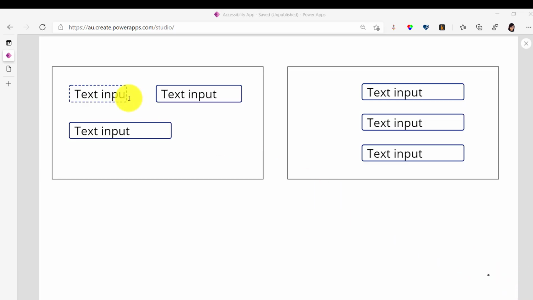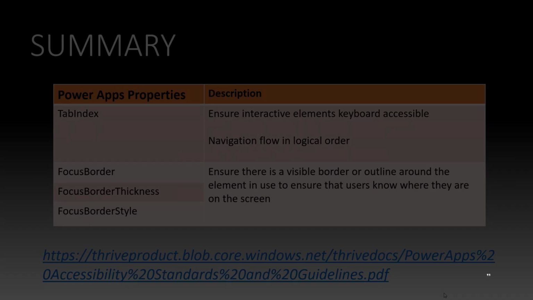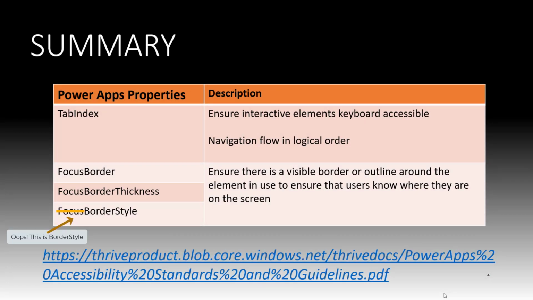So also make sure that the border color is high contrast with your background. You could use tools like Chrome Color Checker or any online tools to make sure that your border color and the background is according to the accessibility standard. I'll talk more about accessibility standard in the next video. So that's the 3 simple steps on how you can make your app keyboard accessible.